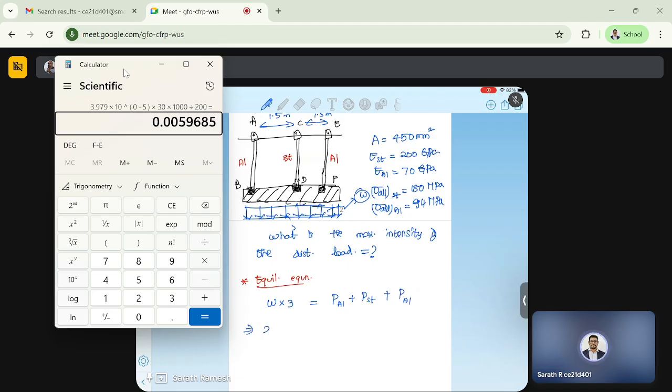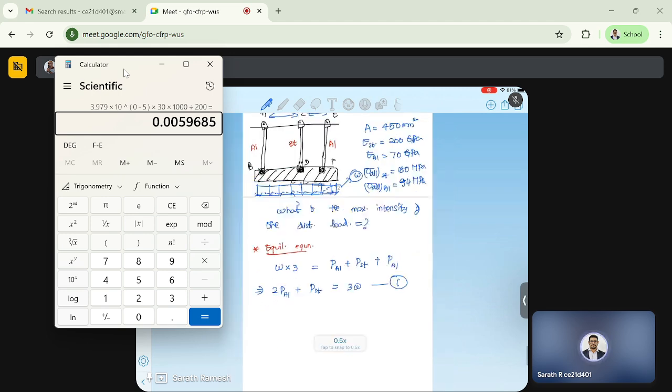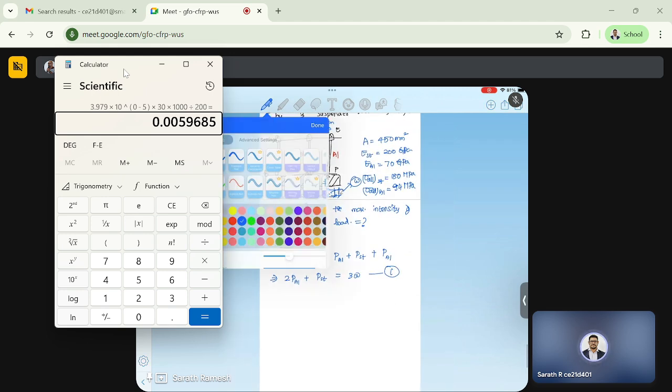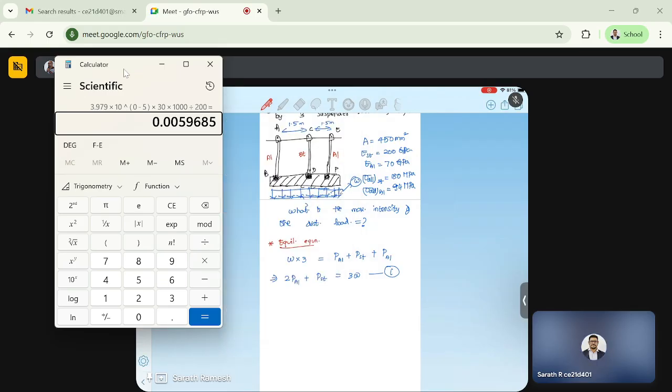So 2P_AL plus P_ST is equal to 3W. Okay, this is what my equilibrium equation tells us. What else can we do? We can use compatibility. What does compatibility tell?